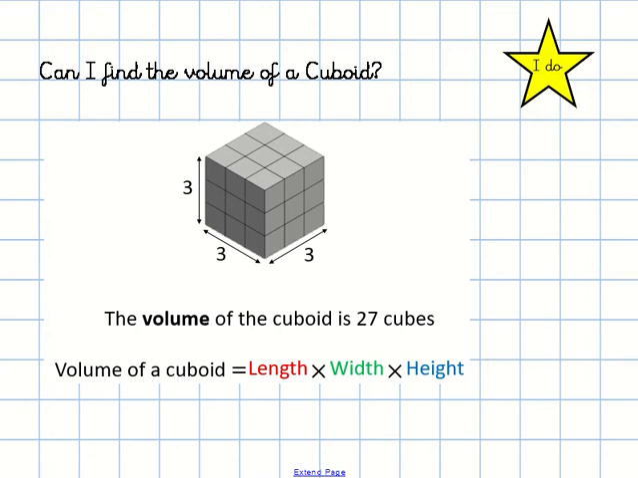And throughout the last couple of weeks we've been looking at area and perimeter and volume, and today we're going to be finishing off our unit, thinking finally about finding the volume of a cuboid.